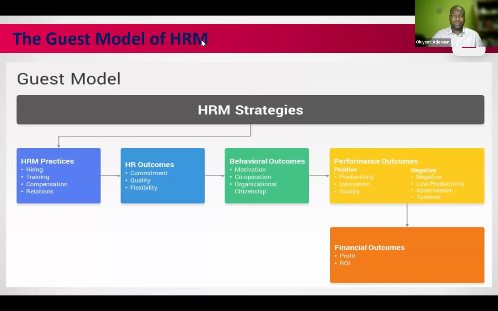Ladies and gentlemen, that is the brief around the Guest model. Just like I said for the Harvard model, I also like to hear if anything resonated with you, if you caught something specific with this Guest model, please drop it in the chat box. I would like to know what jumped out at you from this model. What value specifically can you draw or pick from this Guest model? If you also want to drop an insight with respect to the Harvard model, feel free to drop it.